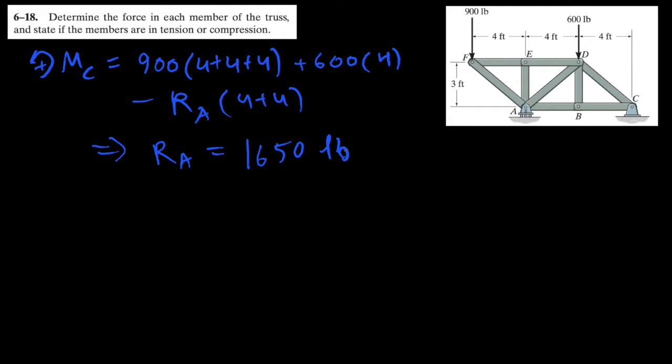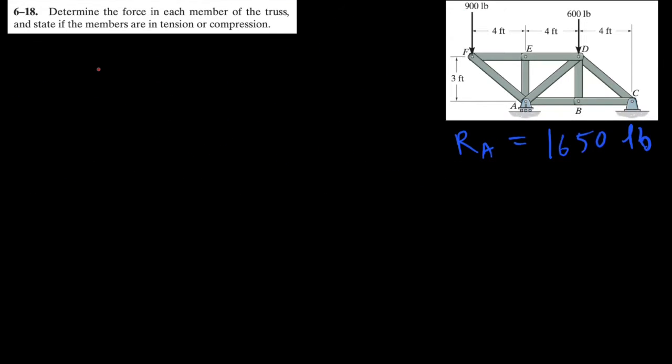Now that we have the value of the reaction force at point A, we can move on and calculate the forces in each member of the truss structure. So starting off, let's take a look at joint F. So this is our y-axis, this is our x-axis.